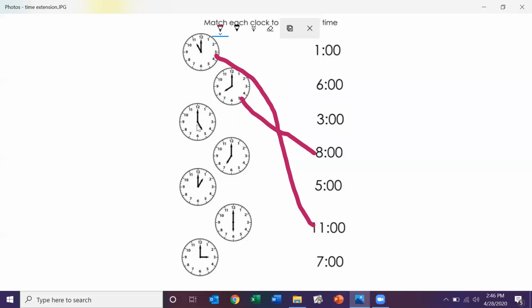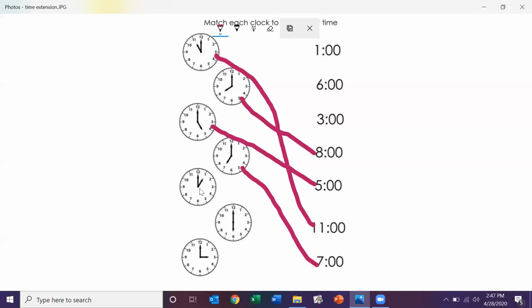Moving on to this clock, the hour hand is pointing to the 5. So the time is 5 o'clock. I think time to the hour is pretty easy. It's when the minutes change, when it gets a little bit more difficult. Looking at this clock, the hour hand is on the 7, so it's 7 o'clock.